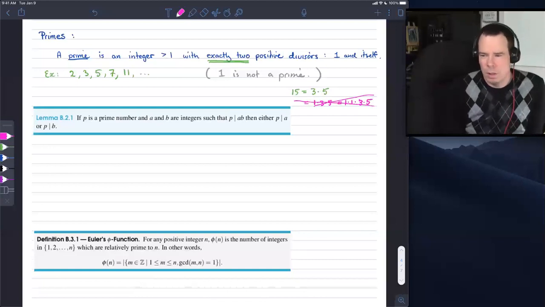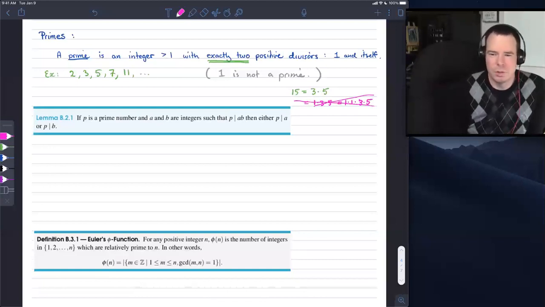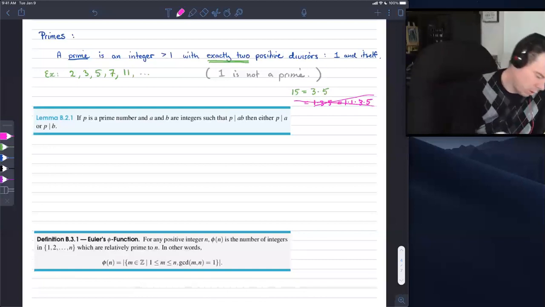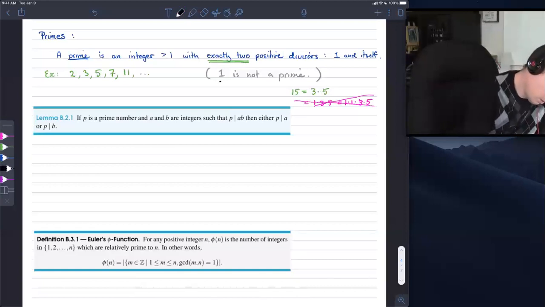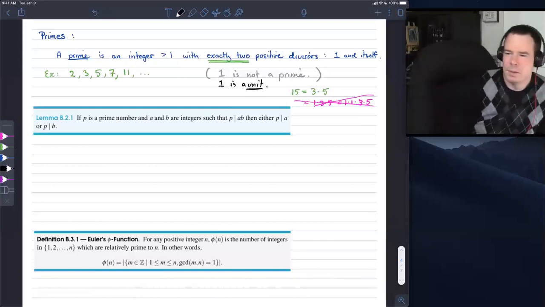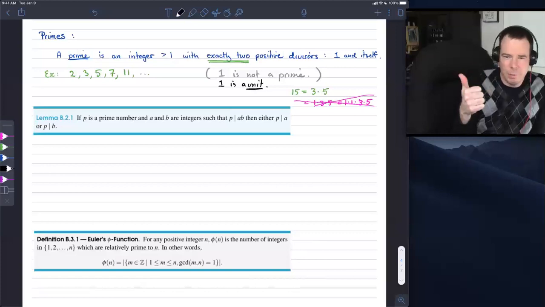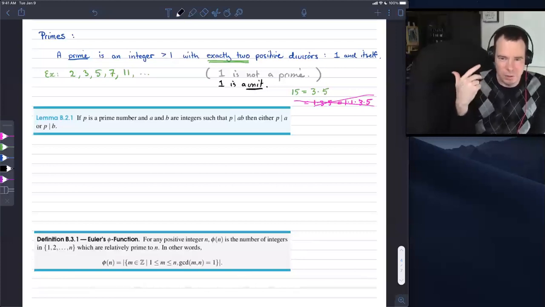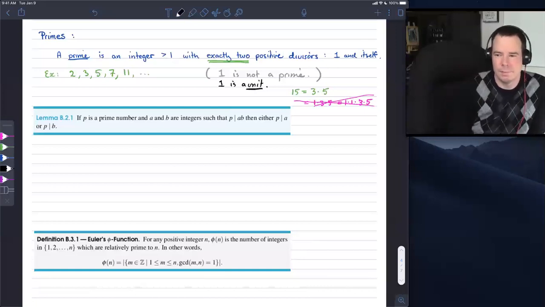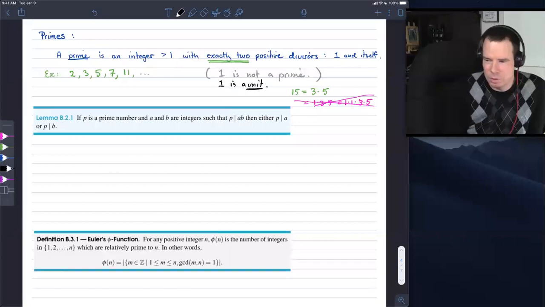So 1's not a prime. In fact, 1 is special though, so we do call it a unit. So 1 is not prime, 1 is a unit. Okay, so there's prime numbers, there's composite numbers, and then there's units. And 1 is a unit. 9 is a composite, 15 is a composite. They're products of primes.